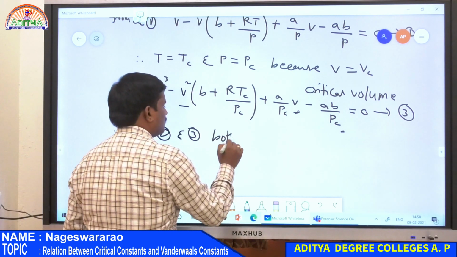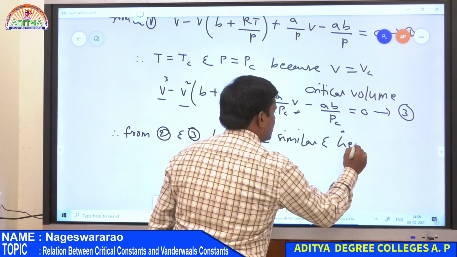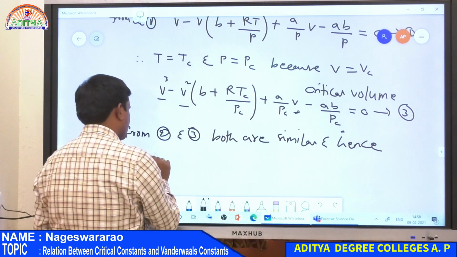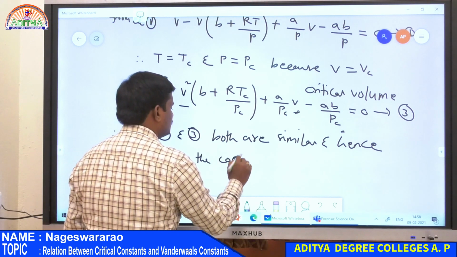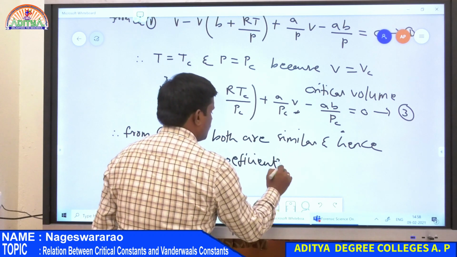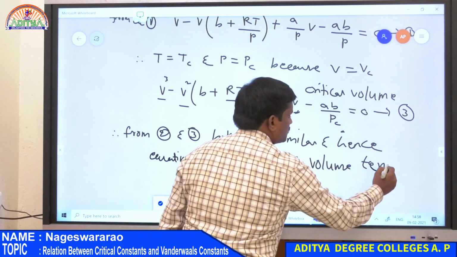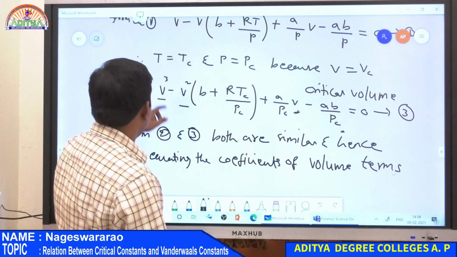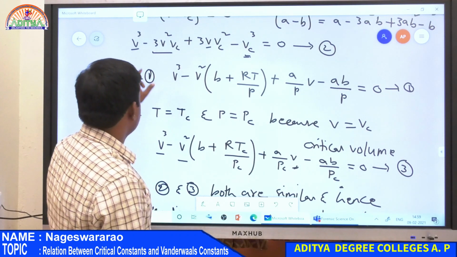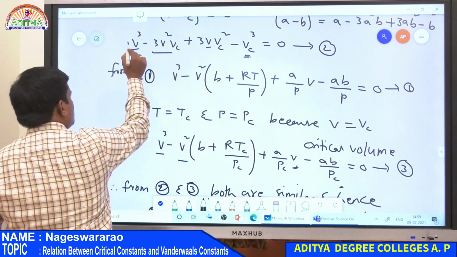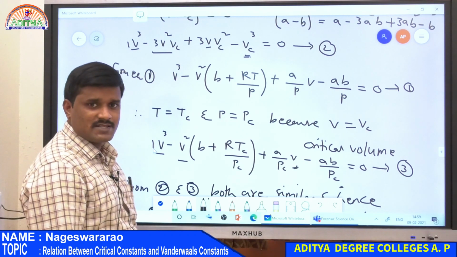both are similar, and hence equating the coefficients of volume terms. So, the first term is in terms of V cube. Here 1, and this equation also has 1. So, 1 into V cube in equation 1 and also 1 into V cube. So, both are equal. Next, what is the second term?